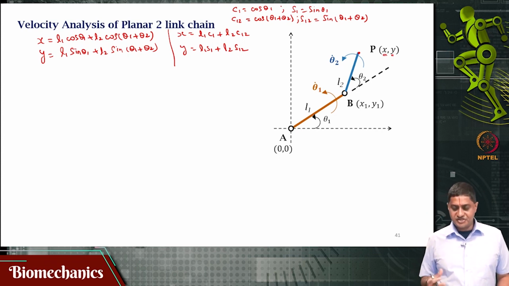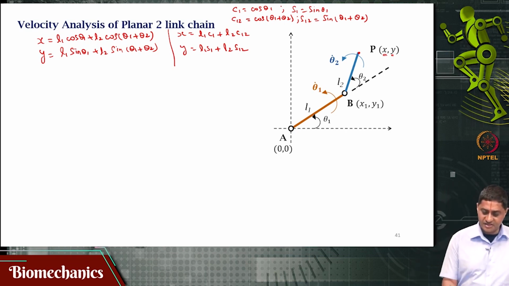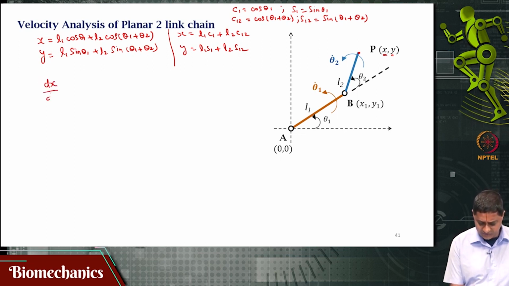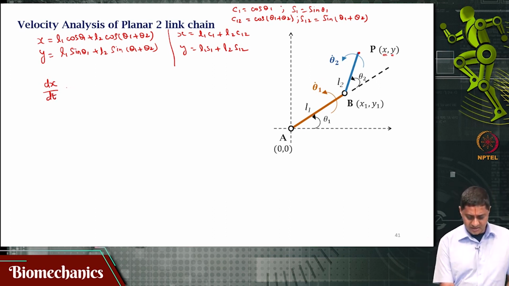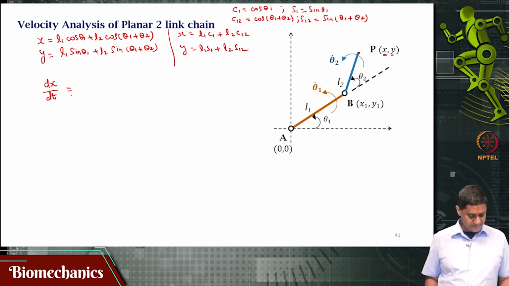I simply differentiate these two equations with respect to time. If I differentiate the first equation with respect to time, on the left hand side I will get dx by dt, which is x dot. I will write this out in the next step.